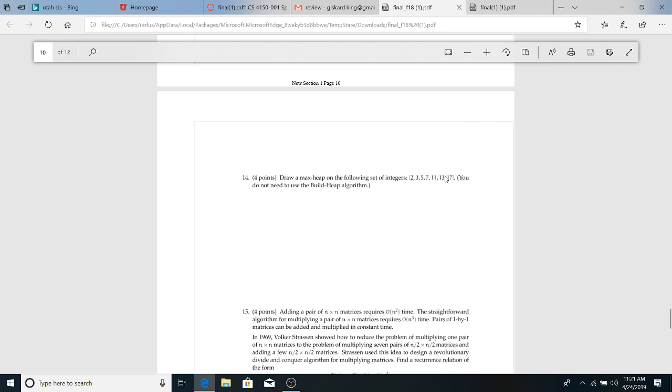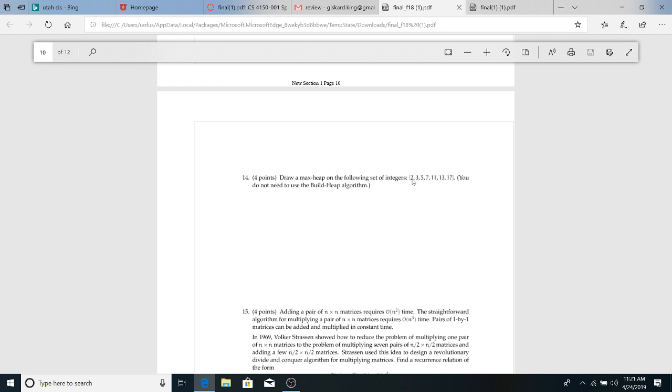Okay, so I think the easiest way to go about this is just add elements from largest to smallest, right? So you have 17 as your parent, then you might have 11 as the left child, 13 as the right child, and then you'll have 2, 3, 5, 7 on the bottom row in that order.